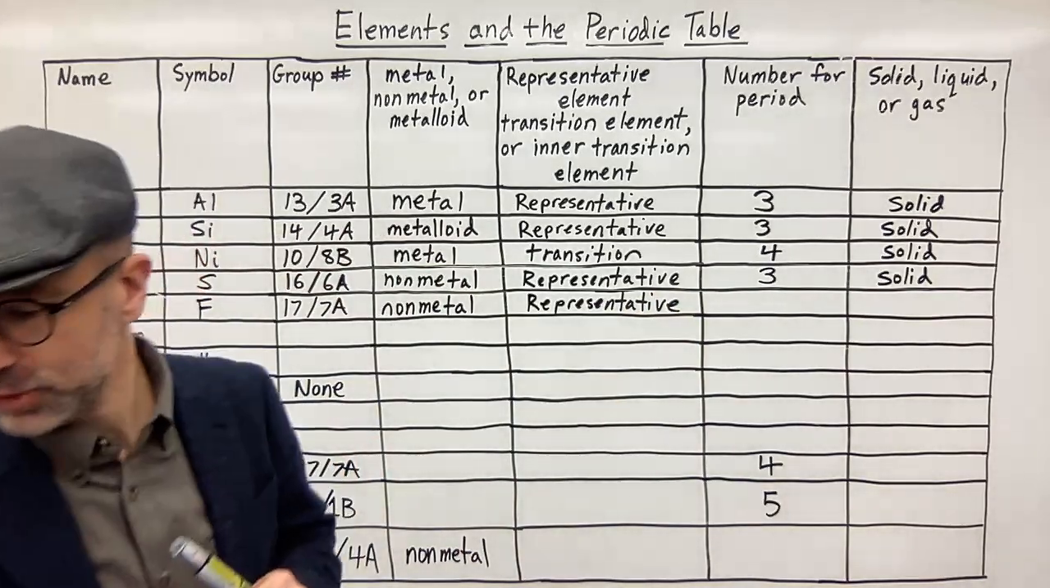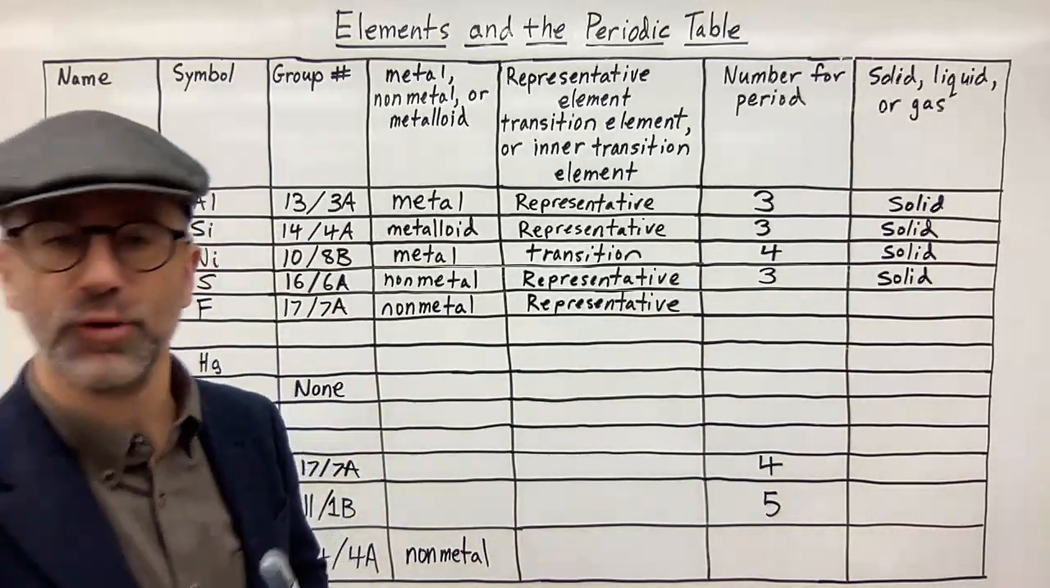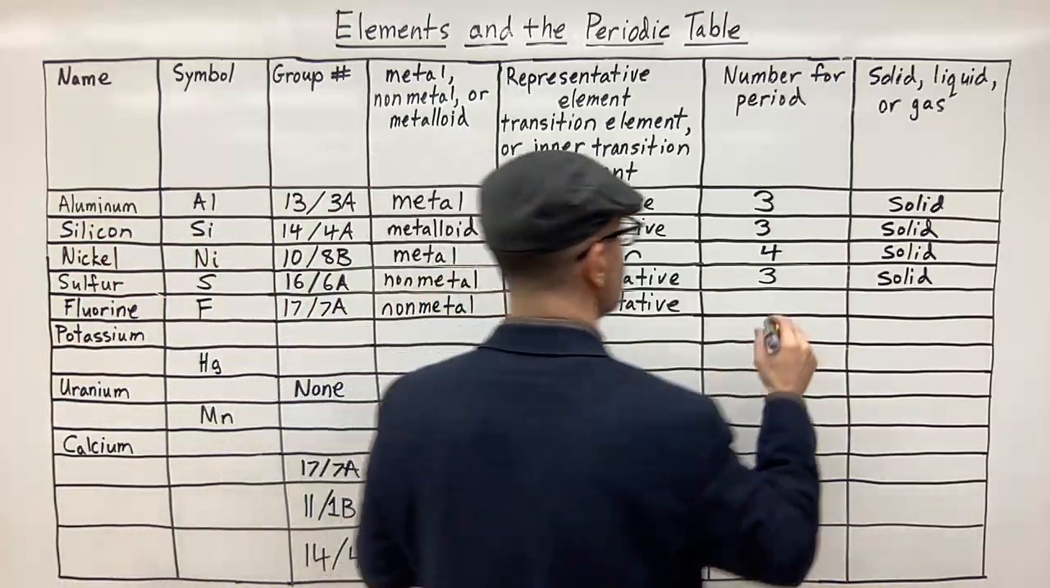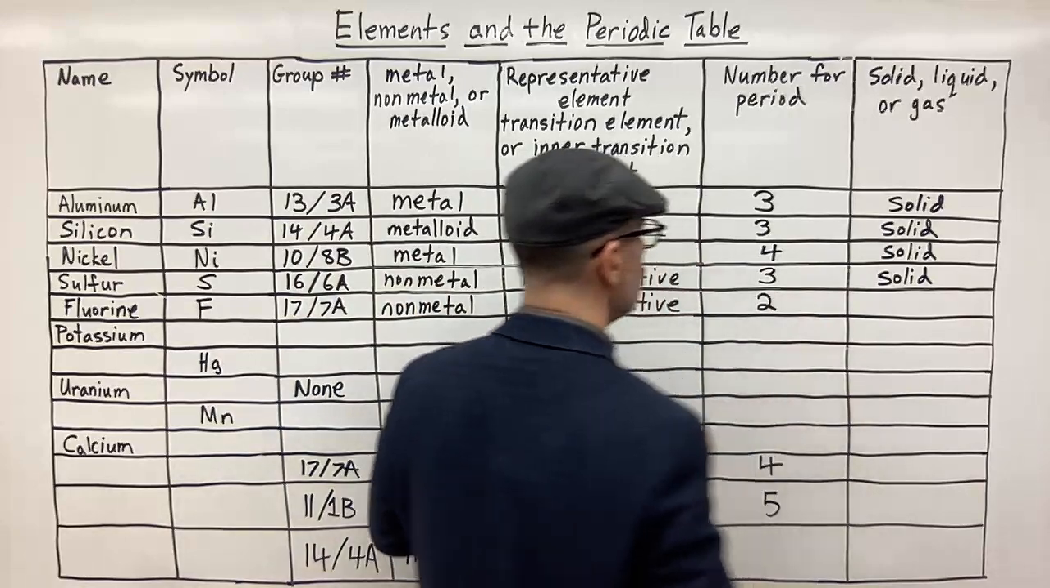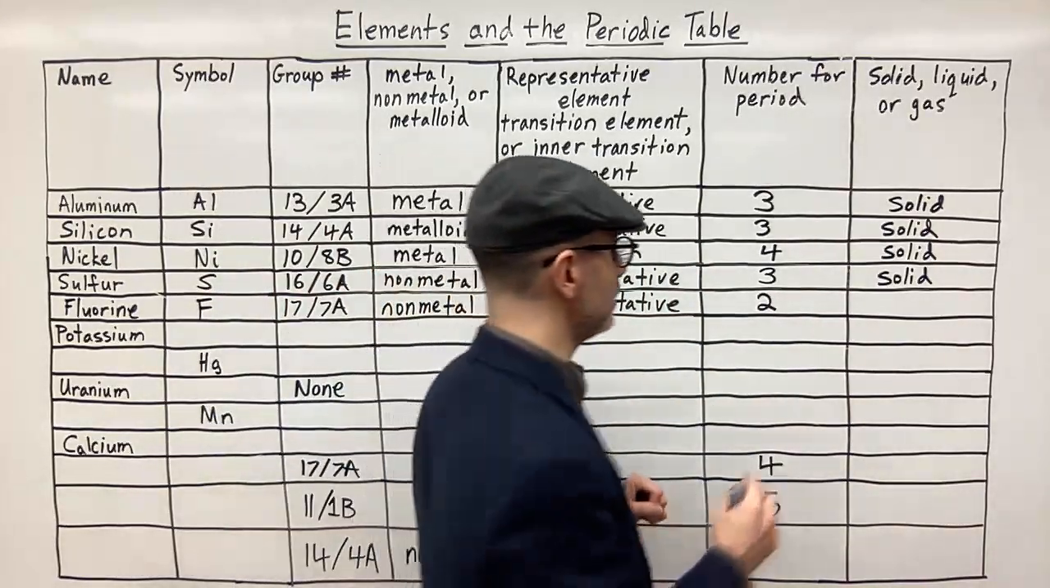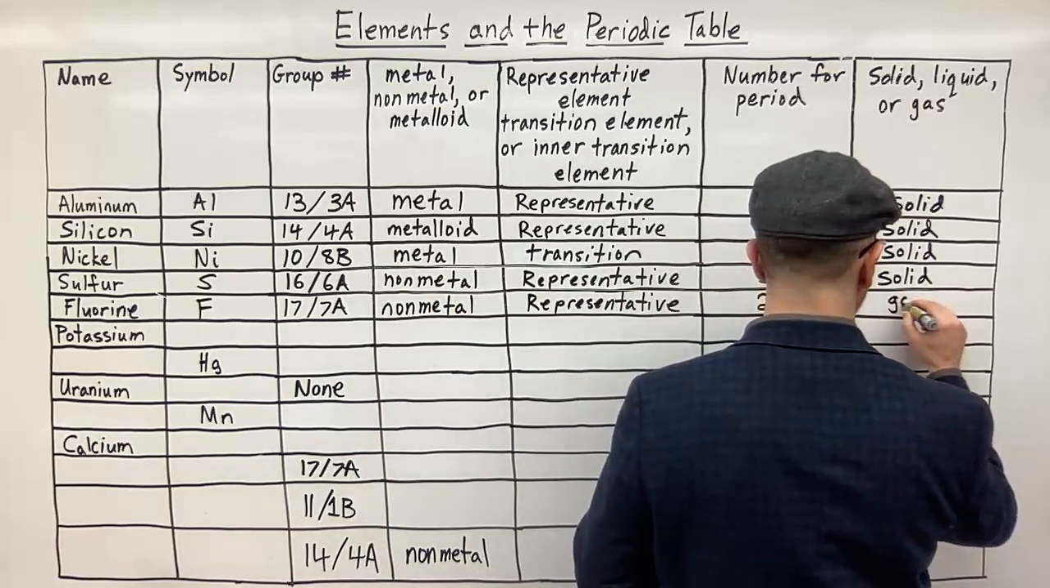And if you count the number of rows going down, you'll find that it's in the second row. So that means it's in the second period. And in this case, fluorine is a gas at room temperature.